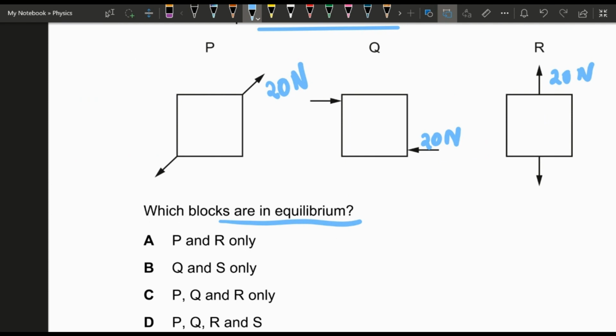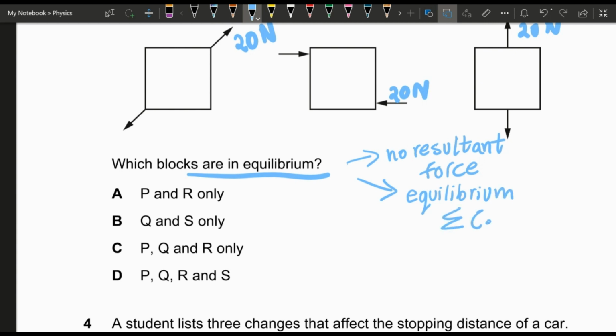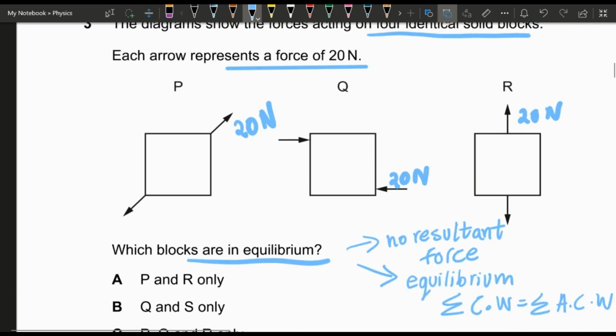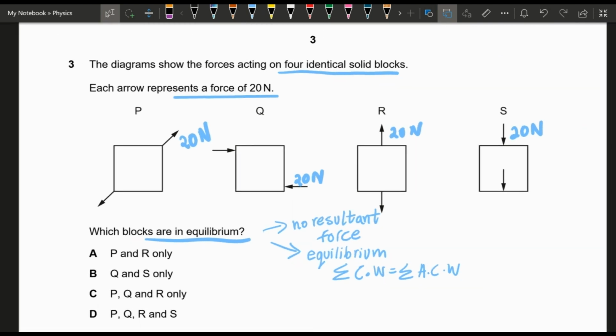For equilibrium, we have studied two conditions, right? First, there should be no resultant force acting on the object. Second, the object's moments should be in equilibrium. What does it mean? That the sum of clockwise moments is equal to the sum of anti-clockwise moments. These are the two conditions of equilibrium. Now let's look at the question again. They're asking which of these four blocks are in equilibrium, right?